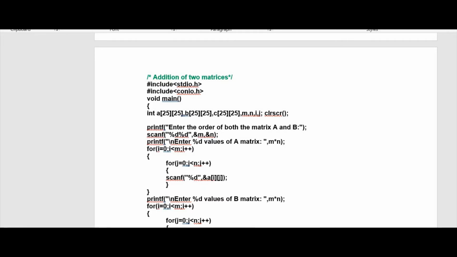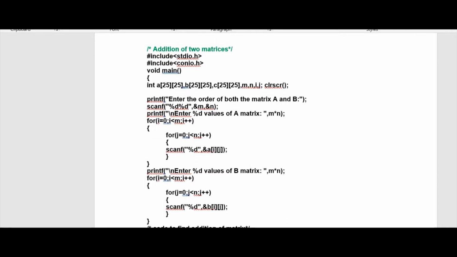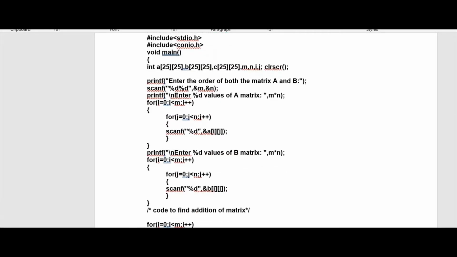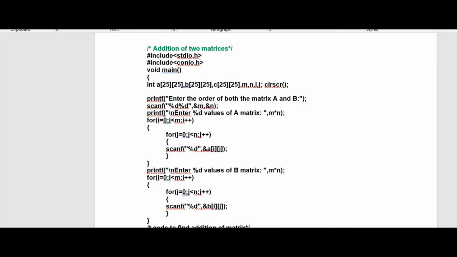To perform addition of two matrices, first I am going to write the header file, include stdio.h, as I am going to use printf and scanf. Then include conio.h, as I am going to use clrscr or getch. After defining the two header files, we have void main. Inside the opening and closing braces of void main, I am going to write the program.